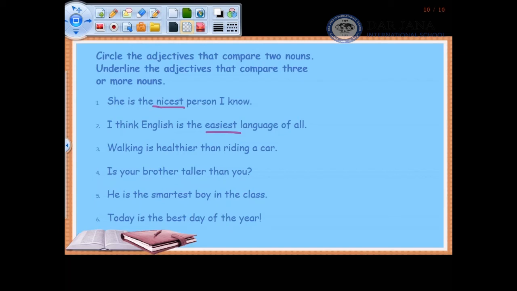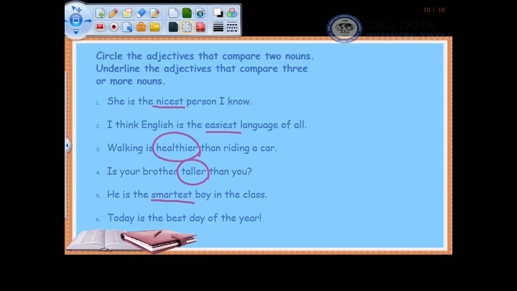Number 3, walking is healthier than riding a car. Healthier is an adjective that compares between two nouns. Number 4, is your brother taller than you? Taller has ER, which means it compares between two nouns. Number 5, he is the smartest boy in the class. Smartest has EST, which means it compares among 3 or more nouns.